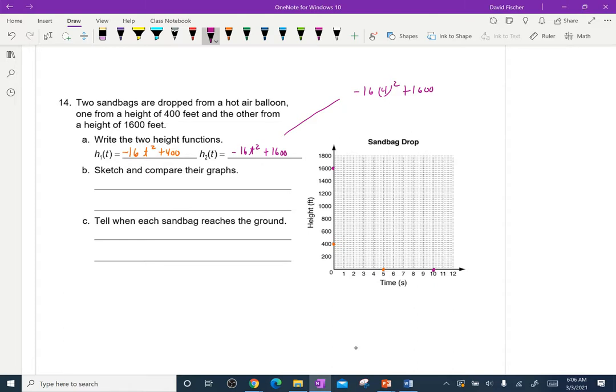So it's going to be somewhere in here maybe. Let's do maybe an 8. 8 squared is 64, times negative 16 is negative 1,024, plus 1,600. You have to get quick at your calculator. I got 576, which would be in this area. So now I can draw my parabola.